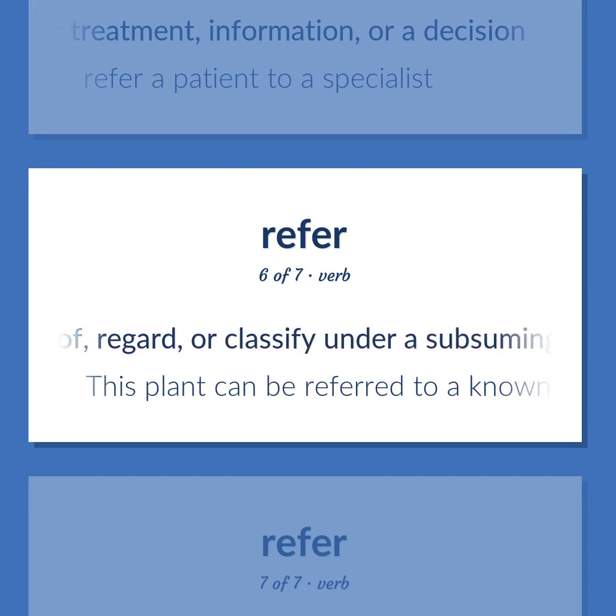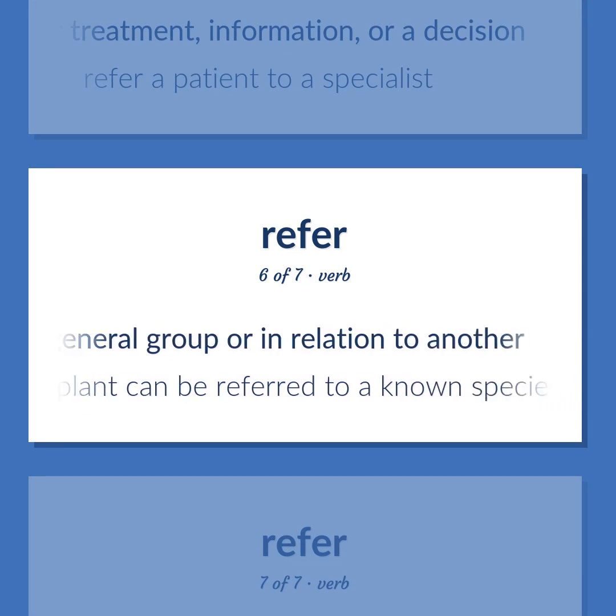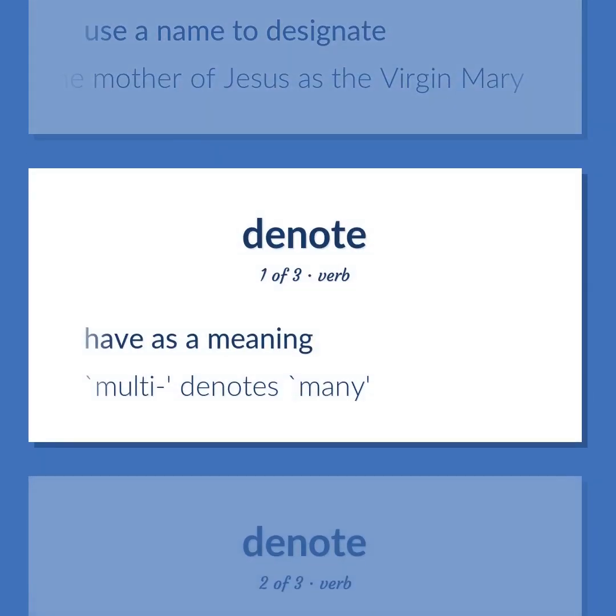Think of, regard, or classify under a subsuming principle or with a general group or in relation to another. This plant can be referred to a known species. Use a name to designate. Christians refer to the mother of Jesus as the Virgin Mary. Have as a meaning. Multi denotes many.